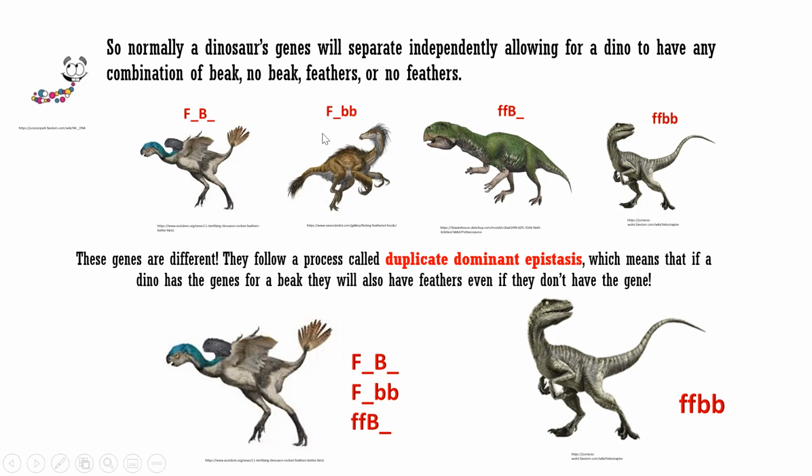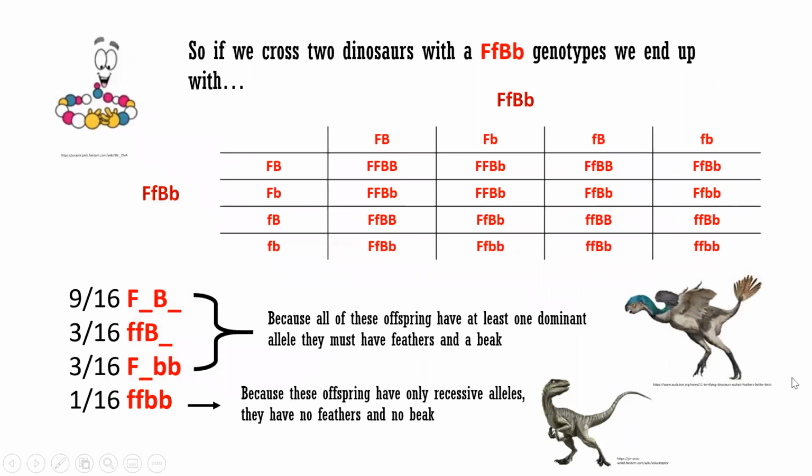These pictures show us that normally there would be 4, but now there are just 2. So if we cross 2 dinosaurs with a big F, little B genotype, we end up with 9 out of 16 with big F, big B, 3 out of 16 with little f, big B, 3 out of 16 with big F, little b, and 1 out of 16 with little f, little b.